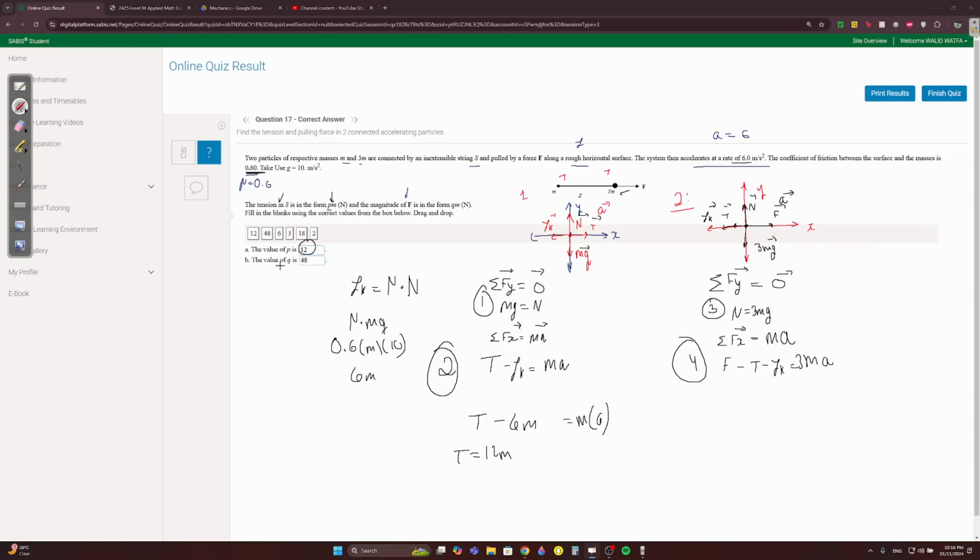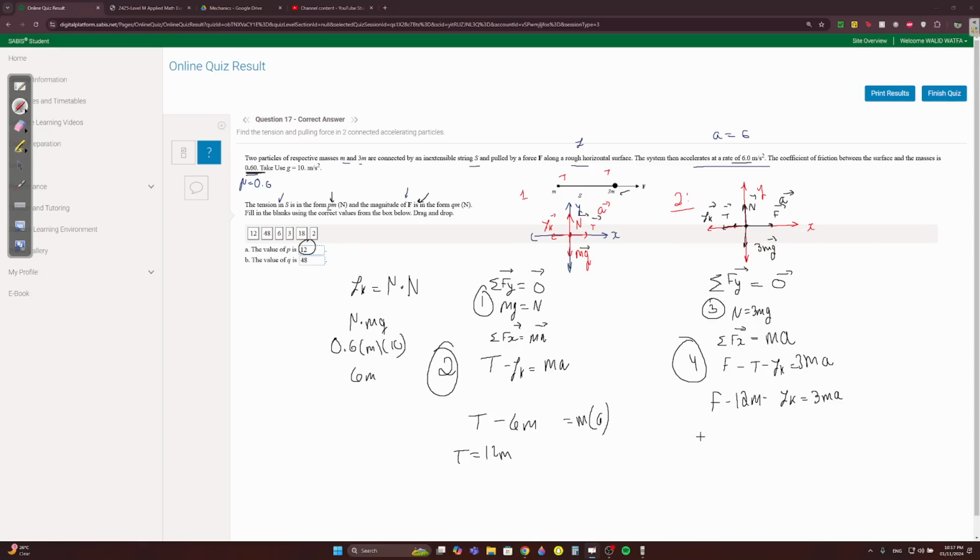What is P? 12. Okay, now Q. Q they want is the force F. Where do I have the force F? I have the force F here. Okay, I know the tension is 12m. So F minus 12m minus Fk is equal to 3ma. This is where many students will make the mistake. They're going to put Fk as the same value here. No. Why no? Because I have a different n here. We're talking about a different object. The friction is not the same because they have different masses.